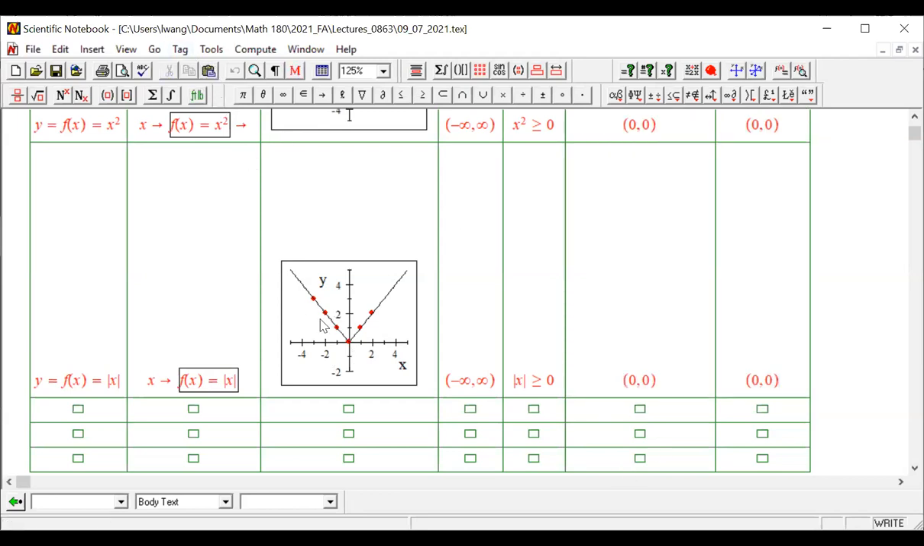Okay, now, so this is the absolute value of x. We have 3 more to go. And the next one is, I would say, square root of x. Okay, f of x.